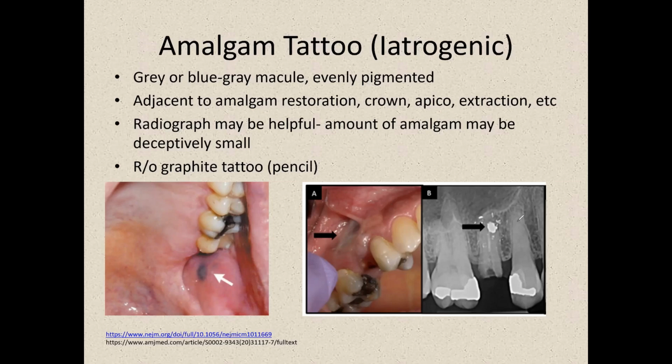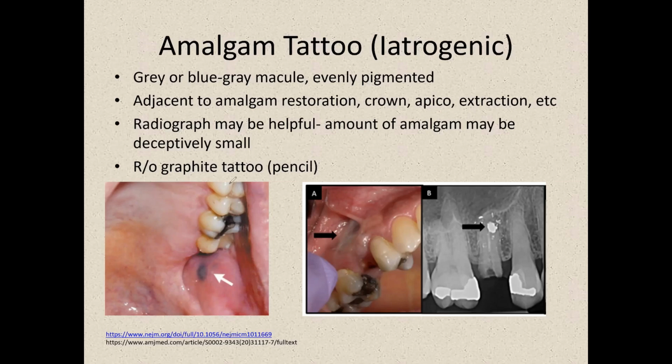You might also see this on an alveolar ridge in the area of an extraction. That could be from a patient having an amalgam restored tooth extracted, and during the extraction, part of the amalgam chips off and then becomes an amalgam tattoo in the tissue.